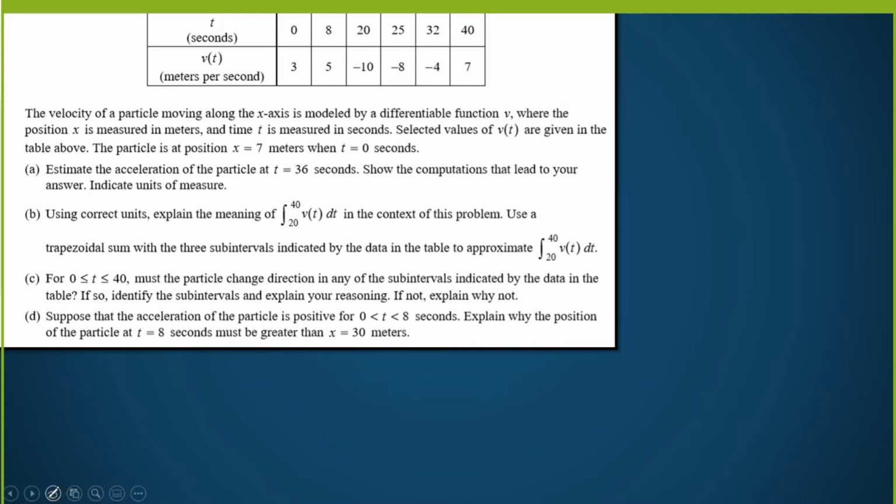How would I estimate acceleration? Doing a Riemann sum. Riemann sums are an estimate for an integral. If I integrate velocity, then I'll end up with displacement. So how do I go from velocity to acceleration? I have to derive. Derive. Okay, how can I estimate my derivative at 36?